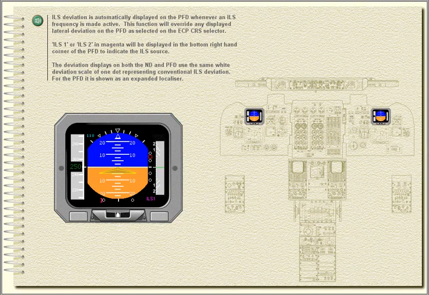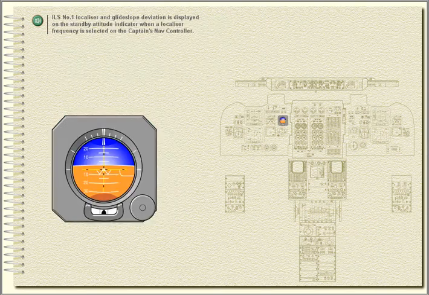The deviation displays on both the ND and PFD use the same white deviation scale of 1 dot representing conventional ILS deviation. For the PFD, it is shown as an expanded localizer. ILS number 1 localizer and glide slope deviation is displayed on the standby attitude indicator when a localizer frequency is selected on the captain's nav controller.